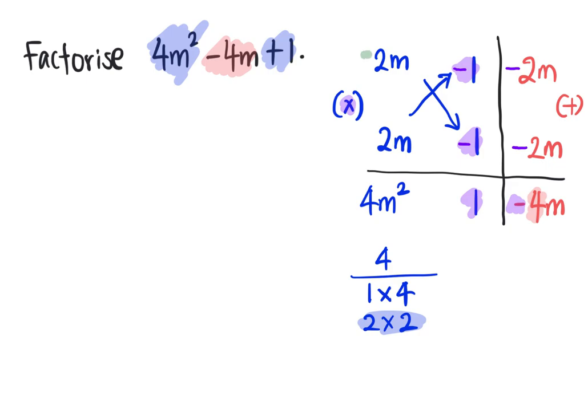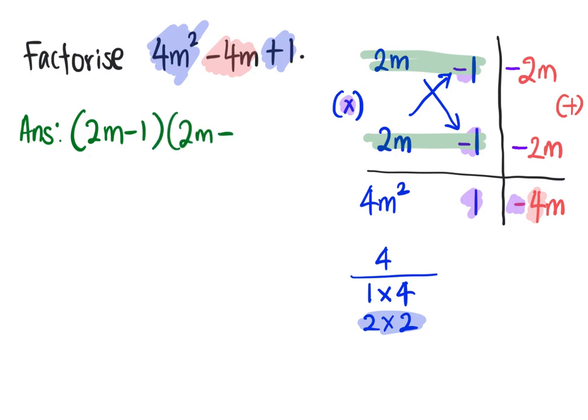And so, I have successfully gotten my answer. So the answer for this question will be 2m minus 1 times 2m minus 1. Oh? Do you notice what Mr. Tan is noticing? Yes, the factors 2m minus 1 are repeated. And when you see such cases, do write them down neatly in the index form: 2m minus 1 to the power of 2.